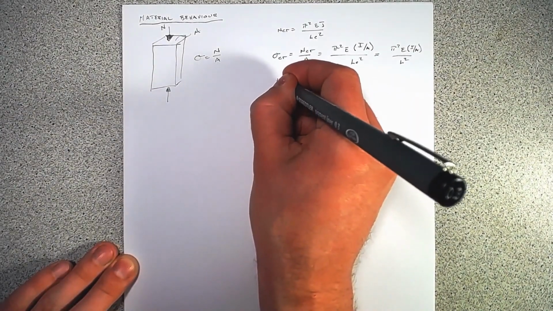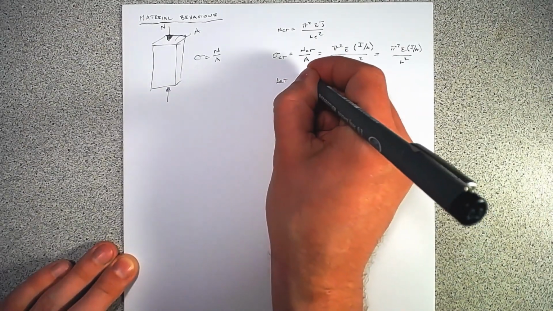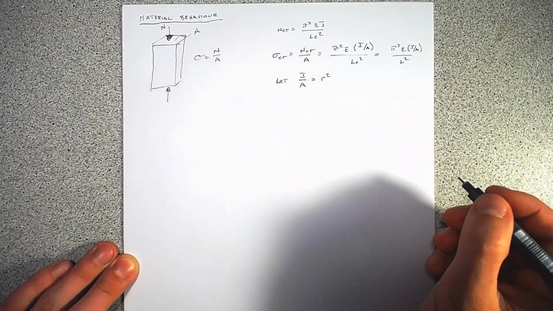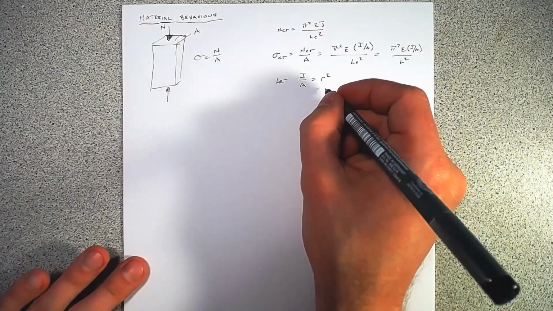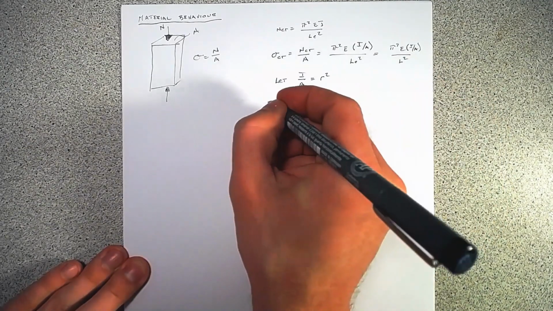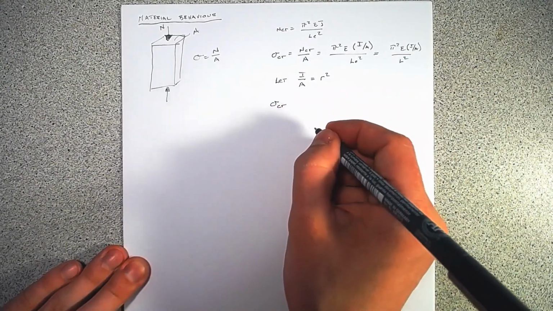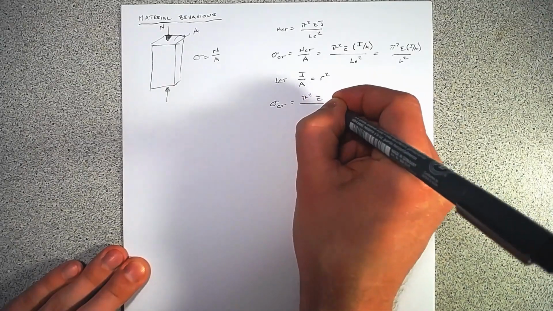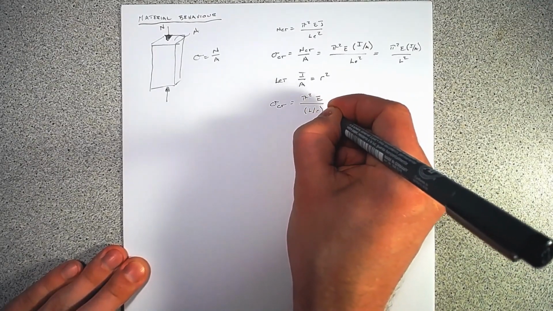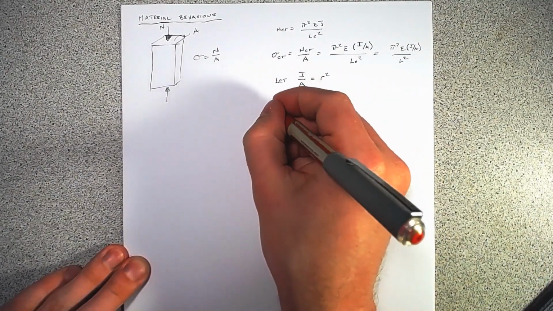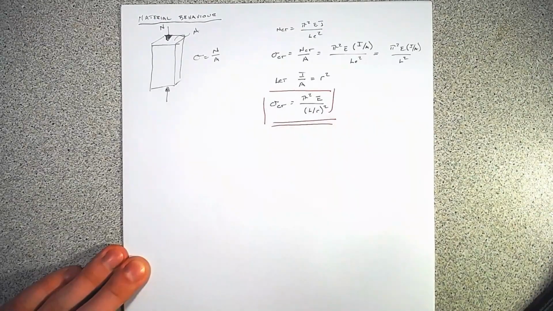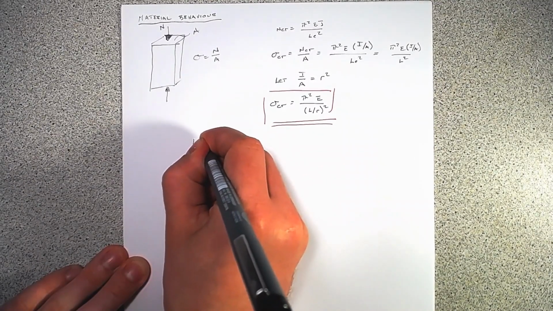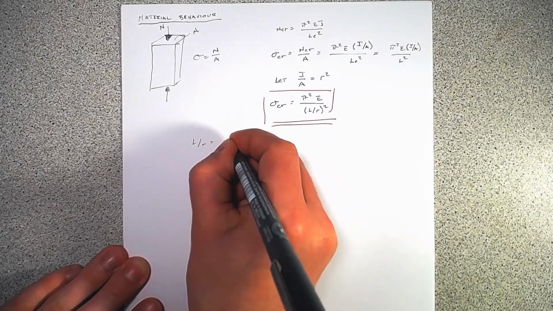Then if we let this value I over A equal r squared, we can simplify this equation, and we get our critical buckling stress equals pi squared times E divided by (L over r) squared. And this L over r term has a special name. L over r equals the slenderness ratio.